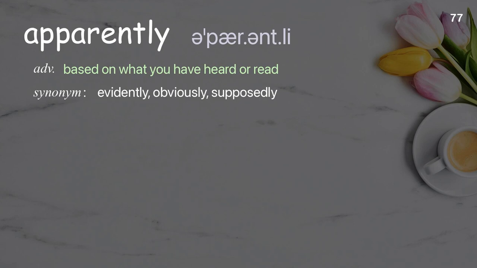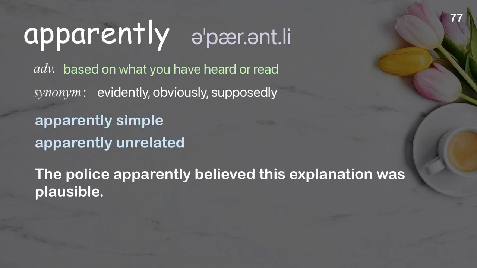Apparently. Based on what you have heard or read. Examples. Apparently simple. Apparently unrelated. The police apparently believed this explanation was plausible.